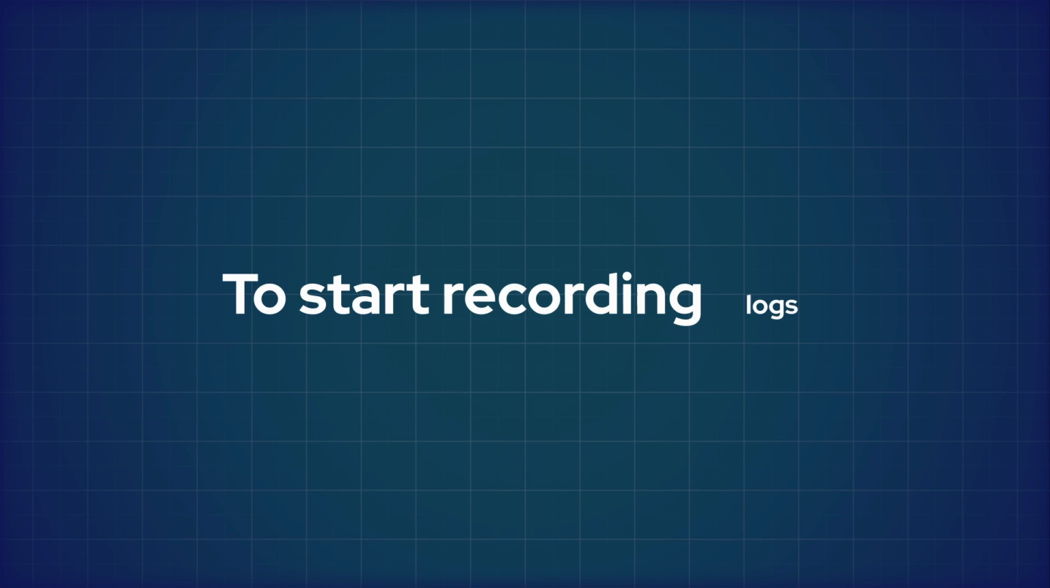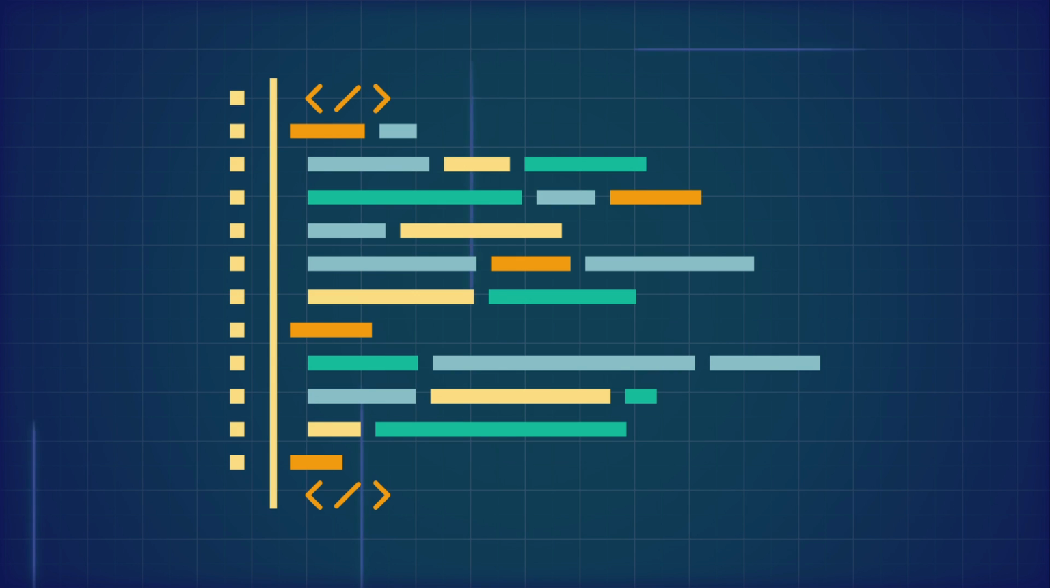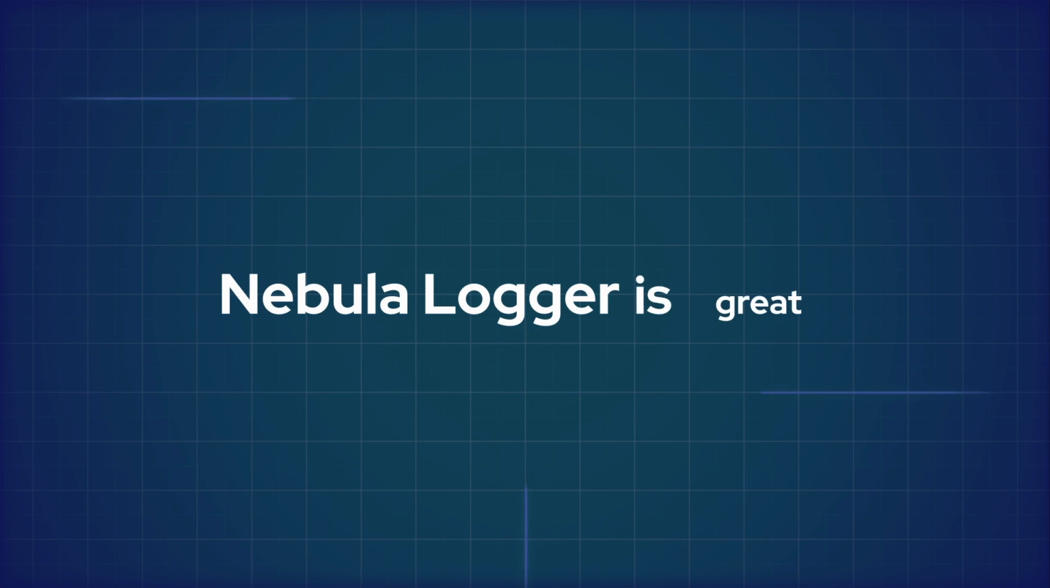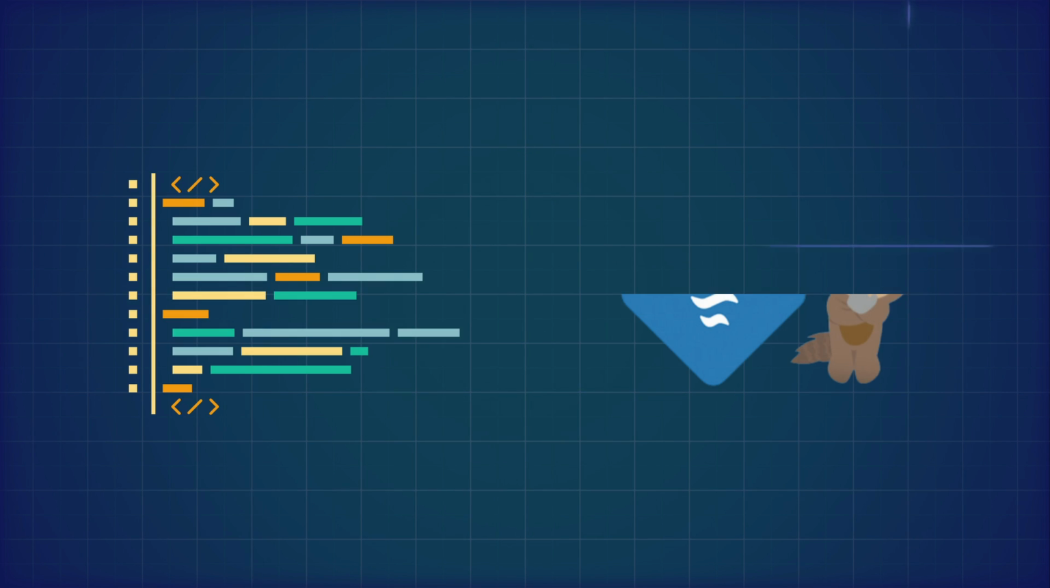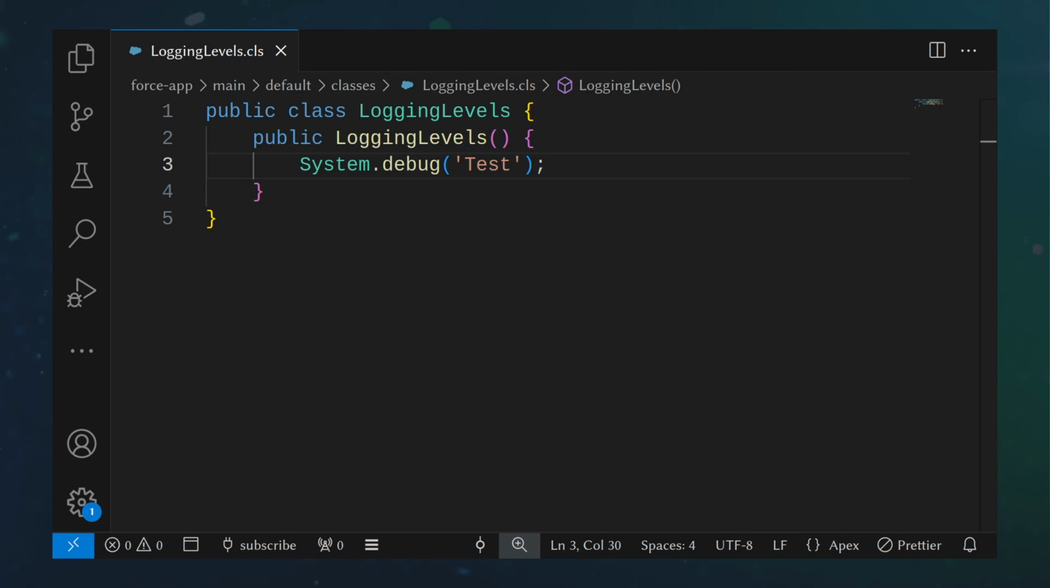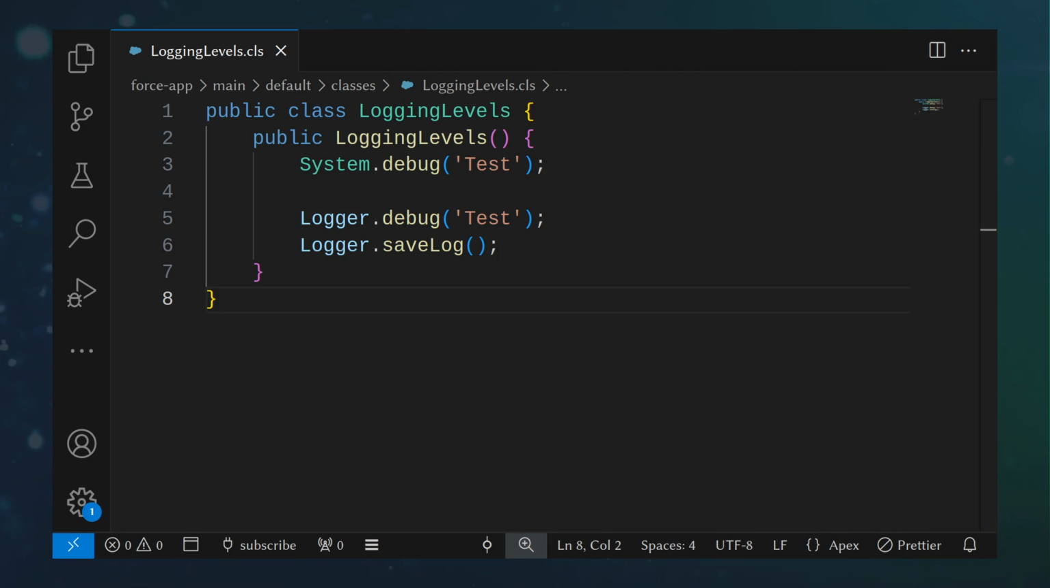To start recording logs, we need to add logging statements to our code. Nebula Logger is great because it can be used in both Apex and Flow. For basic usage, we can take the following code and call the logger function like so. The big difference between the standard debug log and the logger framework is the need to save the logs at the end of a transaction.